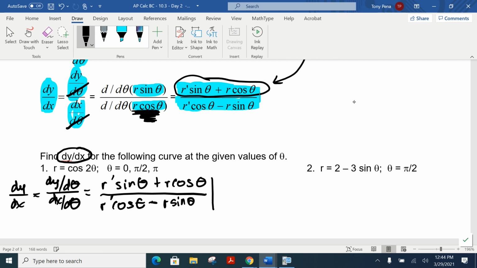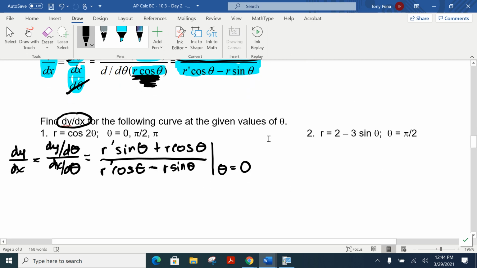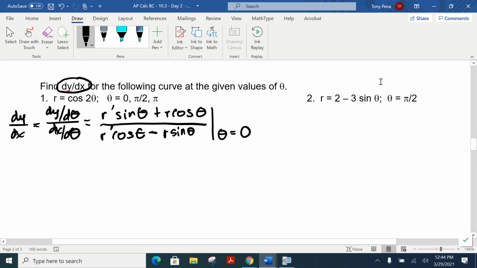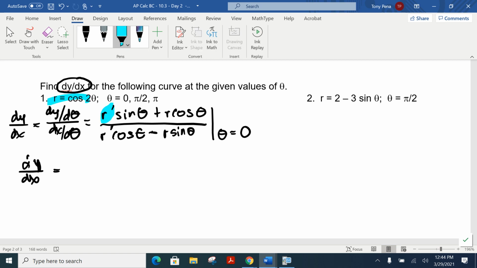And then we want to evaluate that. We'll do it at 0. We'll probably just do one of these. A lot of times we'll do a bunch of them, but we're kind of hoping to save some time that way. So before we can do this, if I want my slope, dy dx, I actually need r prime. R prime is nothing more than the derivative of r, just like it would have been all year. So if I asked you for the derivative of r, you would have said that would have been a negative sine of 2 theta, and then times 2. So that's r prime.